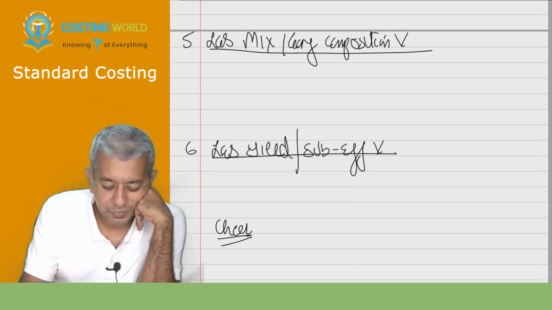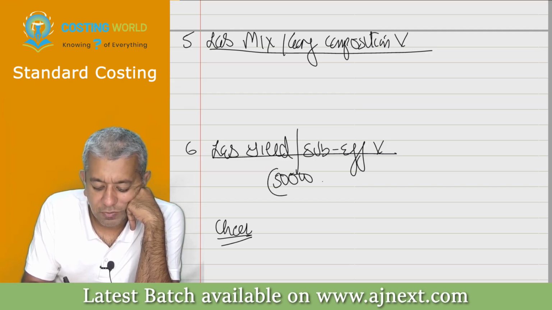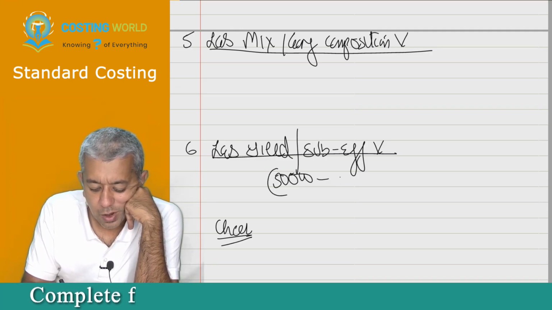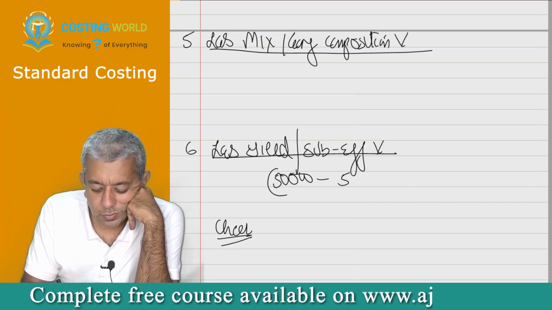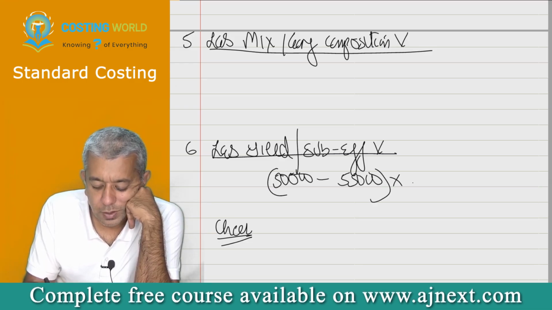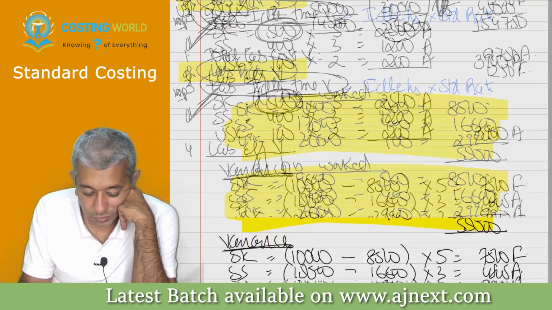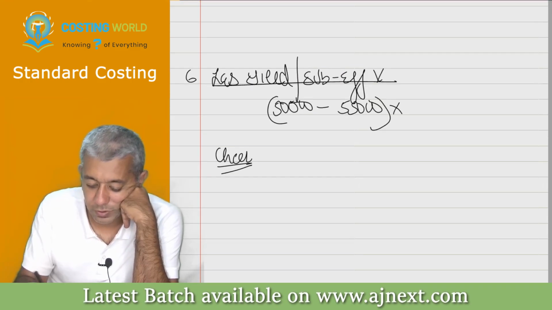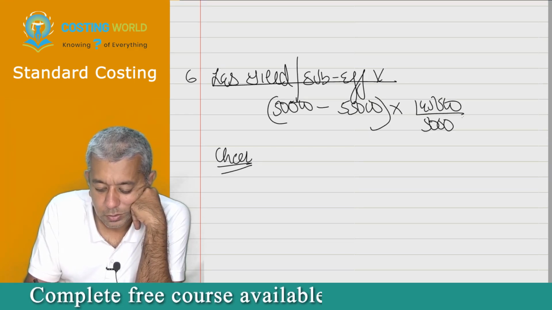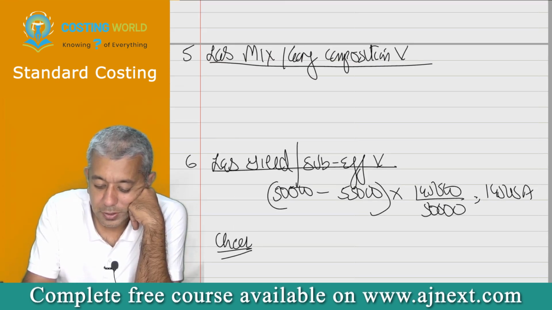Okay, one sec. Labor yield variance. How many hours workers should have taken? 50,000. Tell me, how many hours did workers take, beta? 55,000 into 1,45,000 upon 50,000. 14,500 adverse.